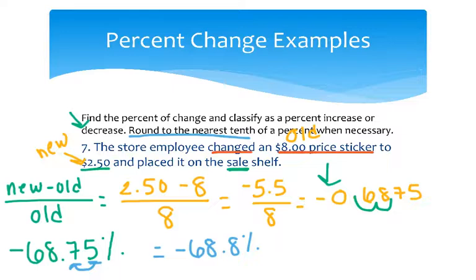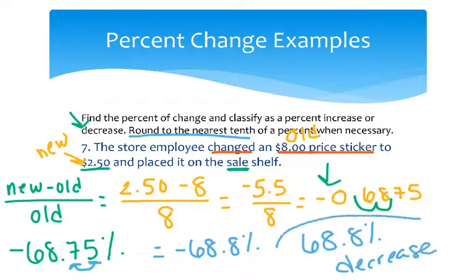68.8%. And then now you also have to identify percent change or percent increase or percent decrease. You told me decrease, so I'm going to get rid of the negative sign and just write a 68.8% decrease. And there you go. There's your final answer.